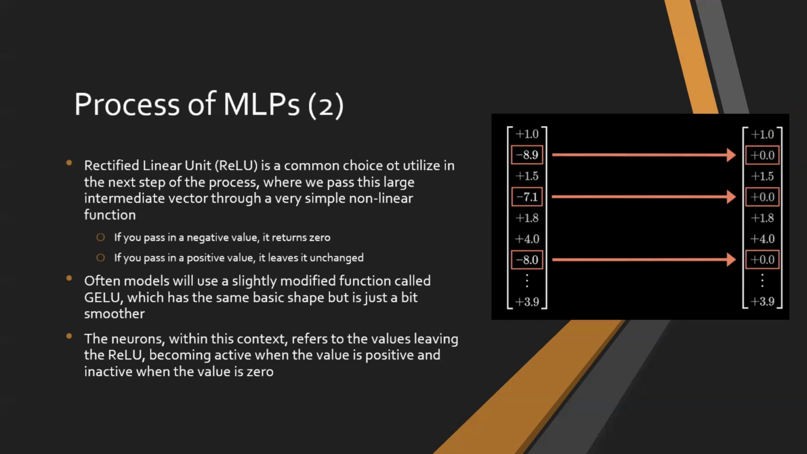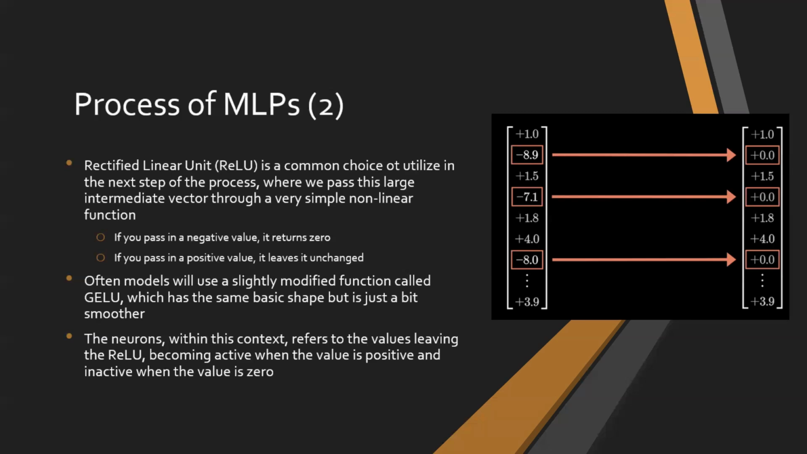Rectified linear unit, or ReLU, is a common choice to utilize in the next step of the process, where we pass this large intermediate vector through a very simple nonlinear function. If you pass in a negative value, it returns 0. If you pass in a positive value, it leaves it unchanged. So as we can see in the image right here, we have all these positive and negative numbers, but the positive numbers are unchanged. However, the negative numbers are changed to equal 0.